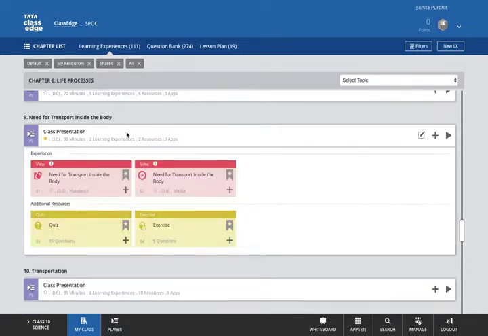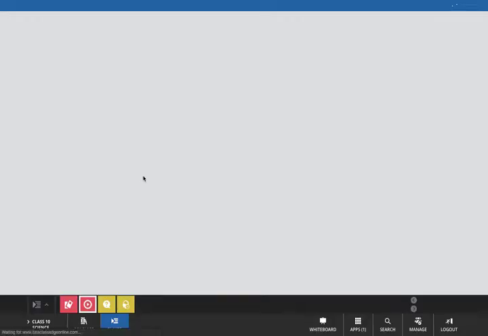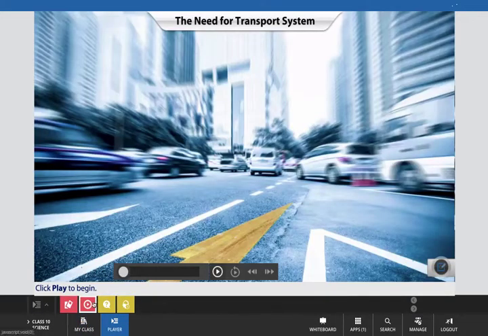Here we will see what the need of transport inside our body is. With the help of this media presentation, you will be able to see how the process of transport is important for all of us.